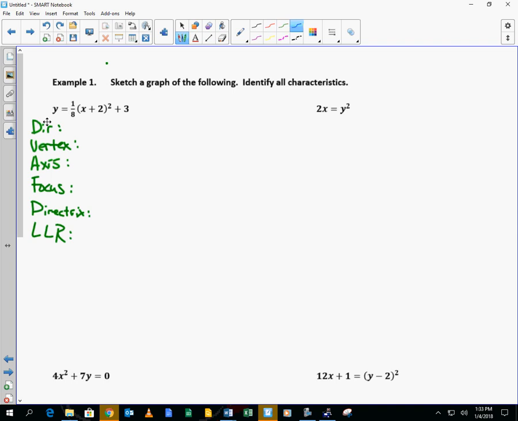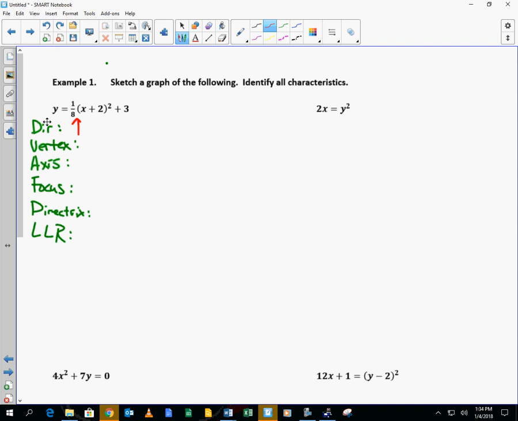Let's start with the direction. Do you think this is a vertical or horizontal parabola? Vertical. How come? Because it's y equals. So if it's y equals, it goes vertical. That means it's either going up or down. Is this one going to go up or down? It is going to go up because it's positive. Good. So we've identified direction. Any question about that? We move on to the vertex.